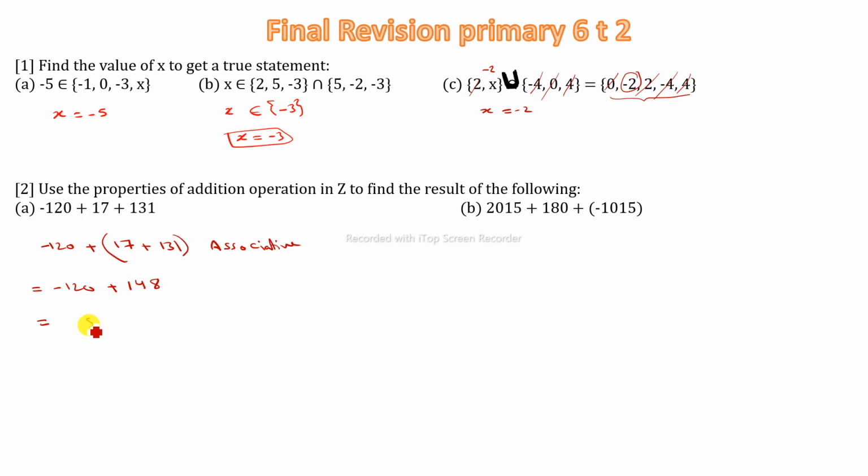And negative 120 plus 148, this is the closure property.